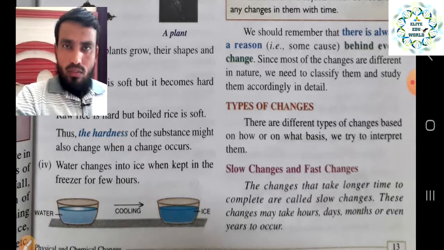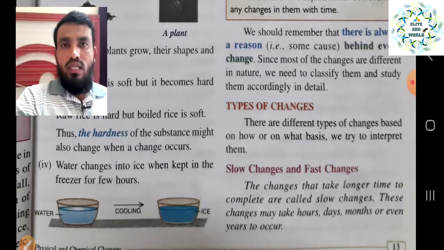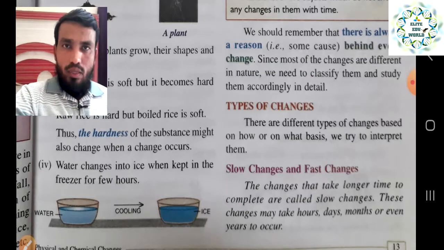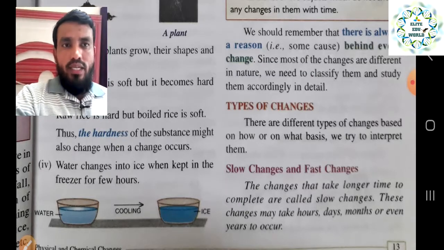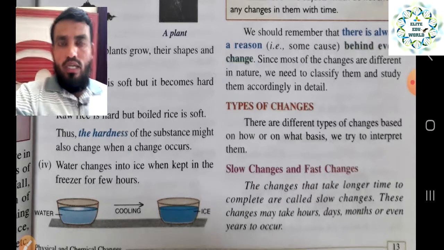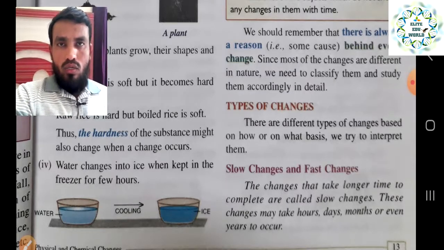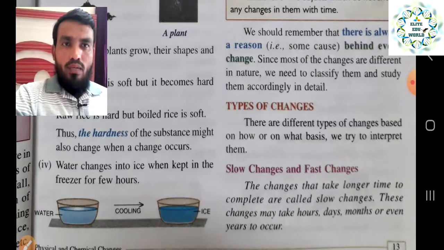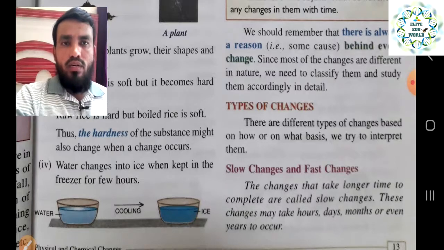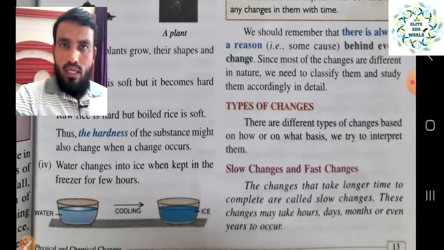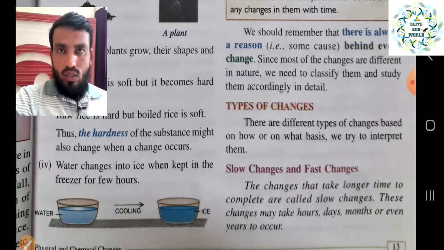So on the basis of time required for the change, we can classify them into slow change and fast change. The changes that take a longer time to complete are called slow changes. When more time is required, it becomes a slow process. And these changes may take hours, days, months, even years to occur, right? They require time, but that is also different categories.